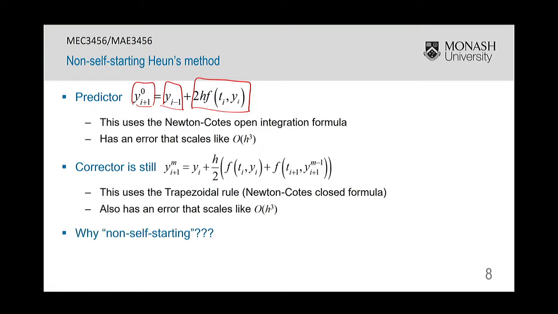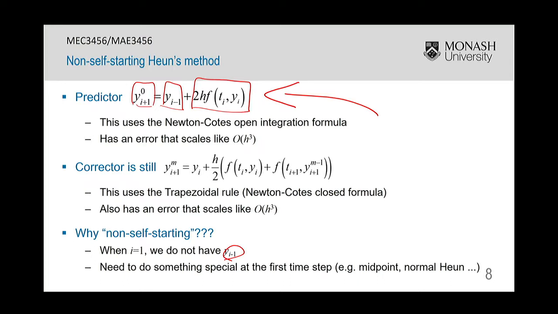Why do we call this the non-self-starting Heun method? Well, when i is equal to 1, the very first step, we don't yet have a y_0. We don't know what this thing is, so we can't actually use this predictor step at the very first step. So we need to do something special at the very first time step. We might need to use the midpoint method or the normal Heun method or something else. But apart from that very first step, we can go.